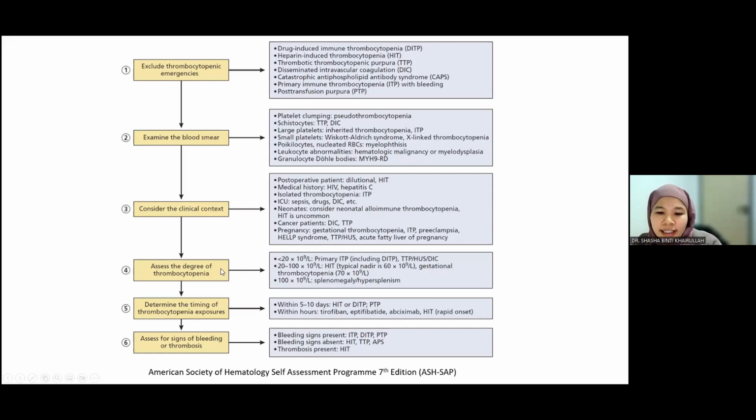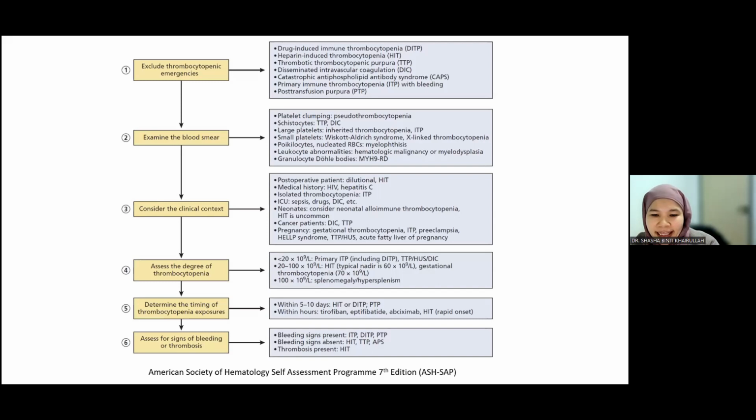We will also assess the degree of thrombocytopenia. As I mentioned earlier, there's mild, moderate, and severe thrombocytopenia. So low platelet counts at the severe end, we would be a bit more concerned and would monitor closely.